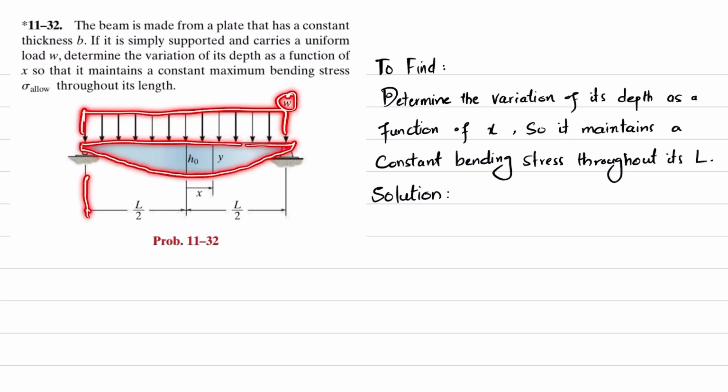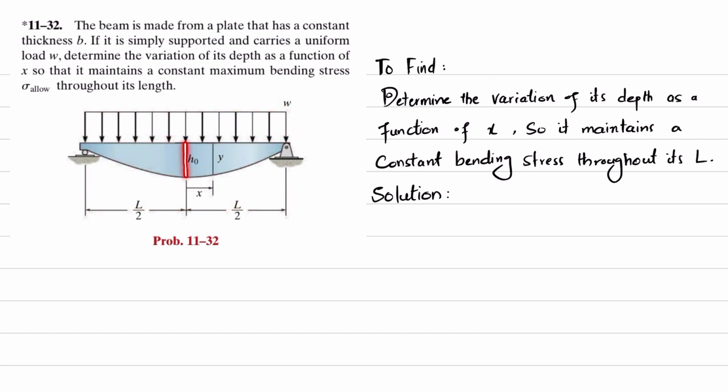The total length of this beam is L, and at the midsection the height is h naught, and this depth varies at a distance of x. At each distance of x this y varies, so you have to find this depth y as a function of x so that it maintains a constant bending stress throughout its length. So let's start with the solution.